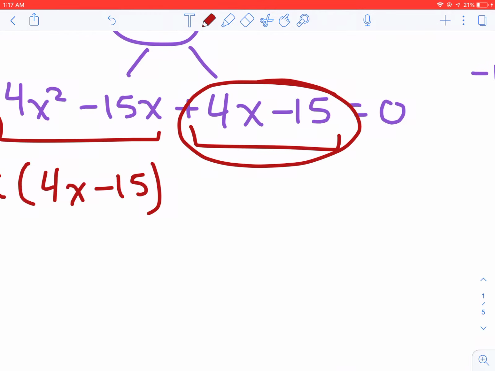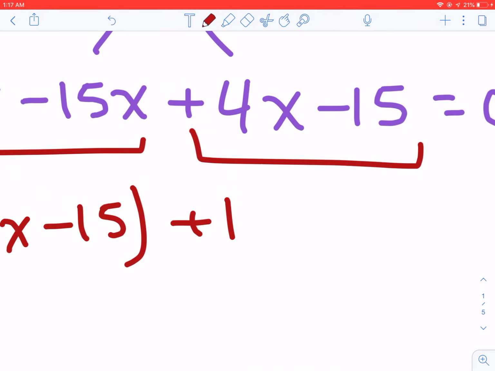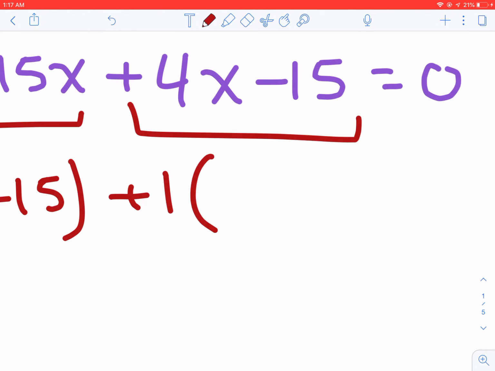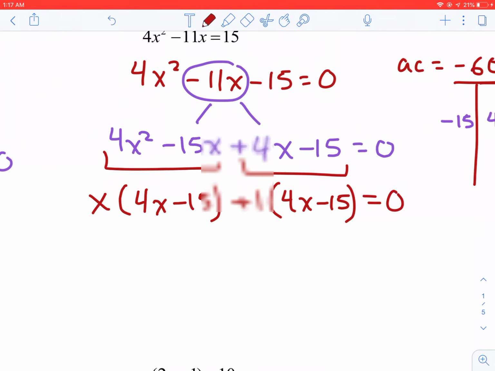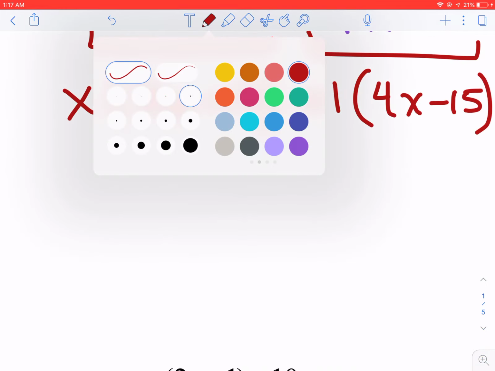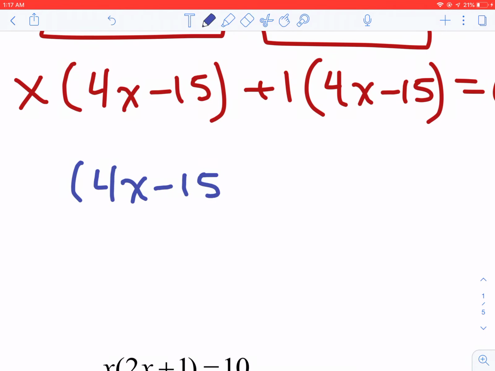People have trouble when there's no GCF, but what you do when there's no GCF is you just pull out a 1 or a negative 1. In this case, it's going to be a positive 1 because if that's positive, you keep it positive here. So factoring out a 1, 1 times what is 4x minus 15? Well, it's going to be 4x minus 15. Now we're going to factor out the GCF of 4x minus 15, since they have that in common. That gets pulled out, and we have an x plus 1 left over.